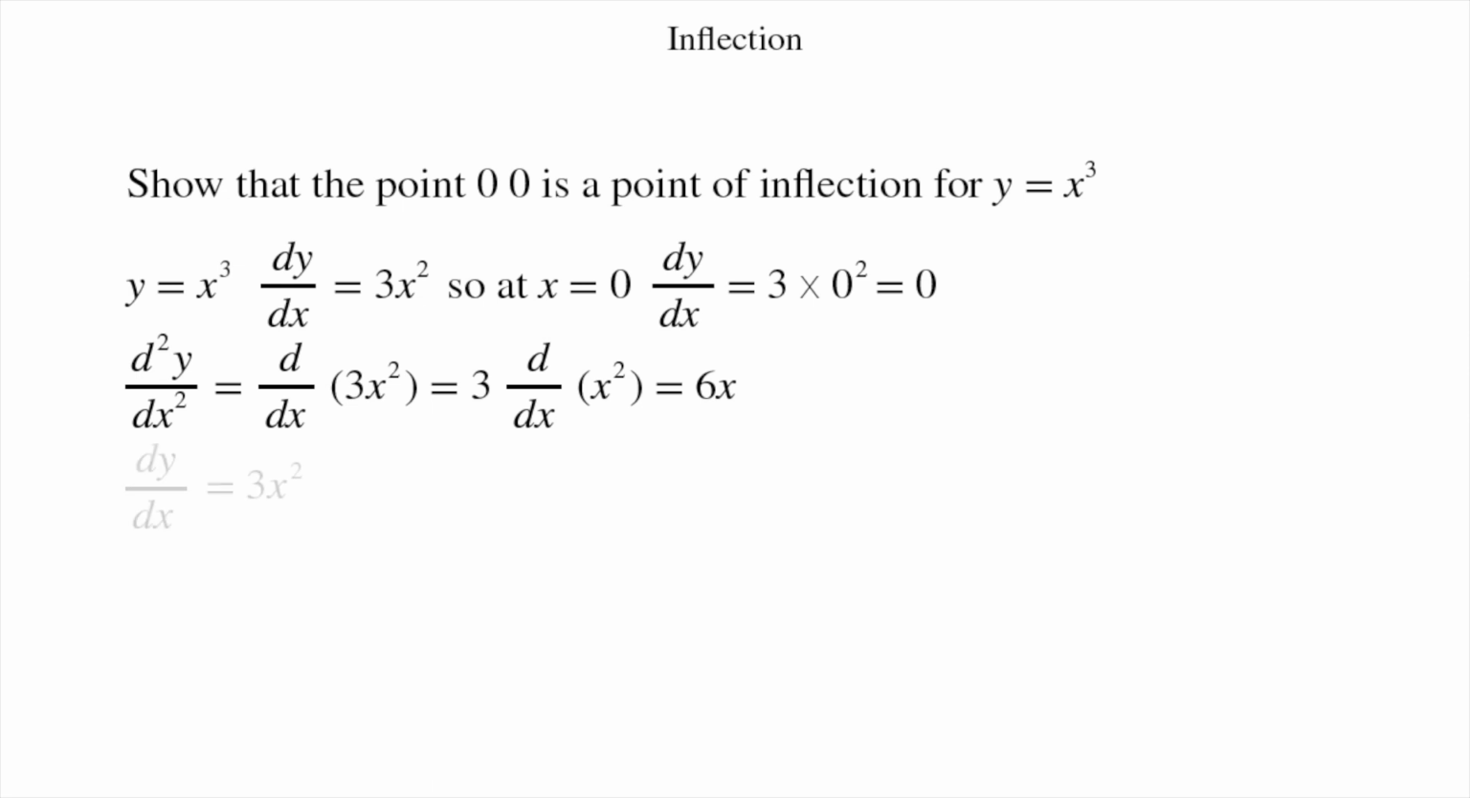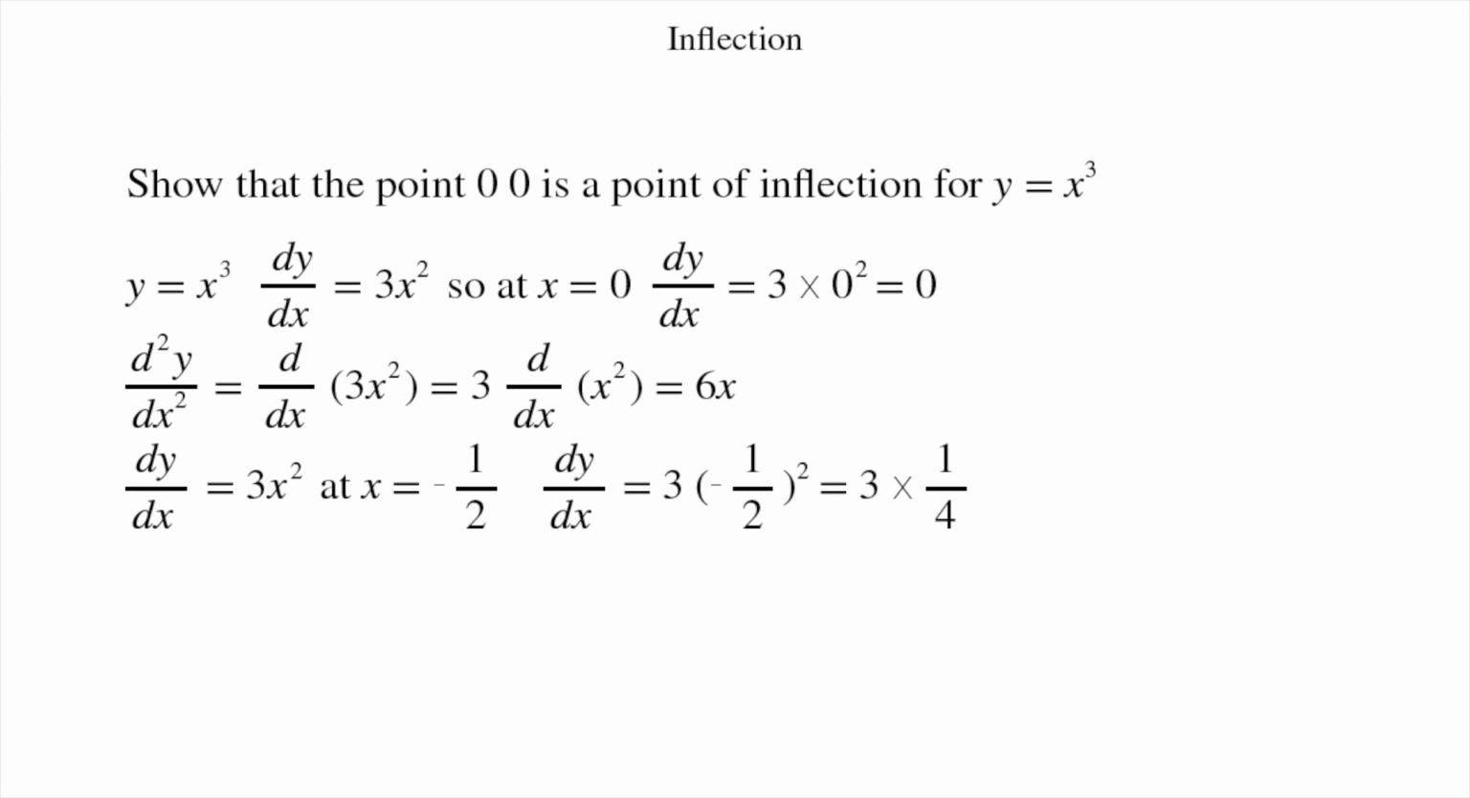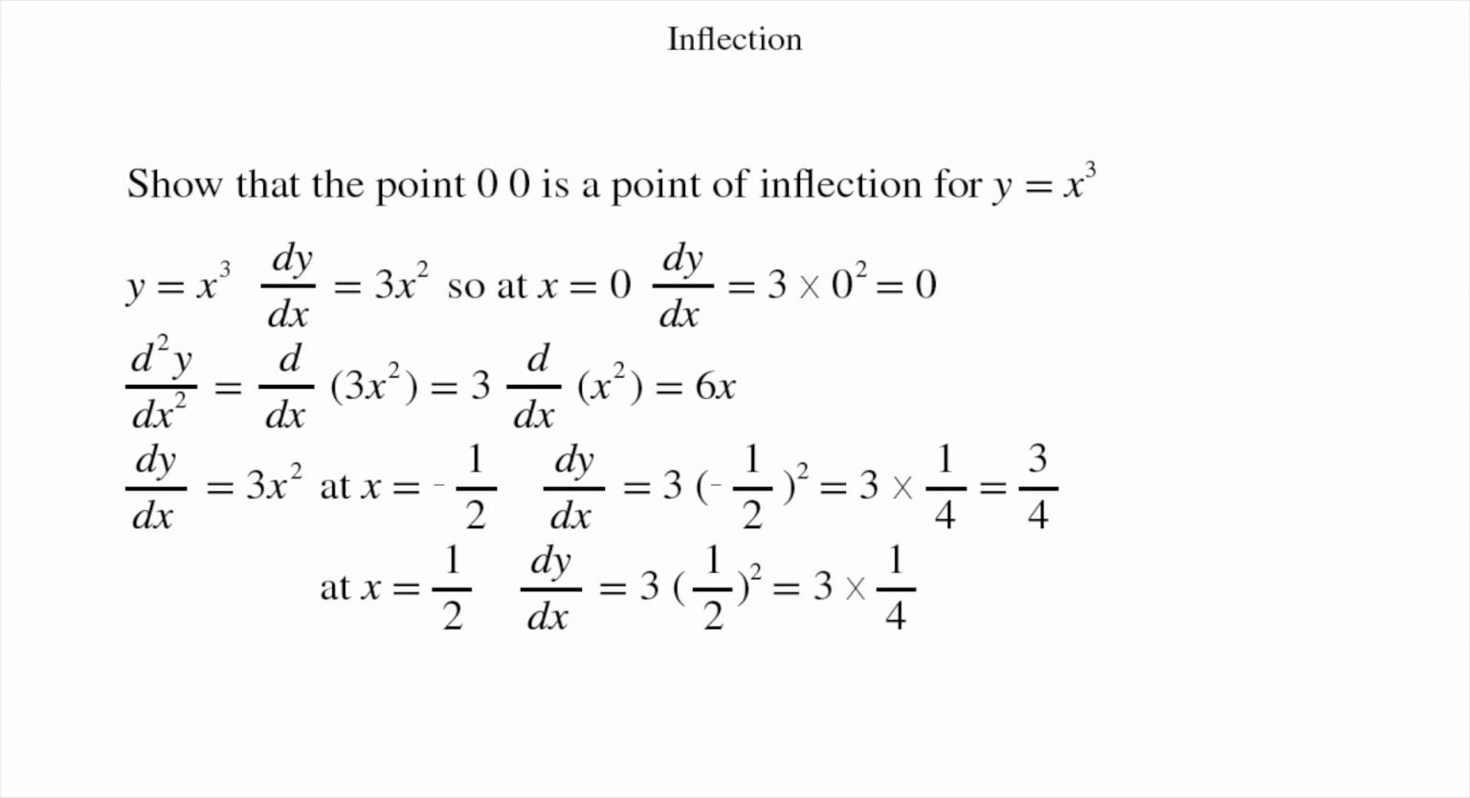Since dy by dx is equal to 3x squared, at x equals minus a half, dy by dx is equal to 3 times minus 1 half squared, which is 3 times 1 quarter, which is 3 quarters. At x equals plus a half, dy by dx is 3 times plus 1 half squared, which is 3 times 1 quarter, which again is 3 quarters.